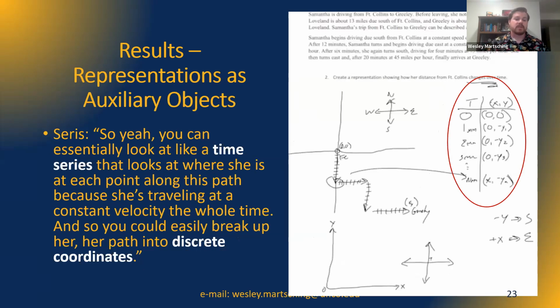And finally, looking at representations as auxiliary objects. For this question, the participants were asked to create a representation showing how the car's distance from Fort Collins changes over time. Series said, well, I drew the trip in 2 dimensions. I can put that on an XY axis and I can show what's happening that way. But he said, this doesn't really have any value of time that we can see. So I'll create this other representation, this time series, where I can talk about these discrete sets of points along the trip, and I can talk about what the vertical and horizontal distance traveled actually is.